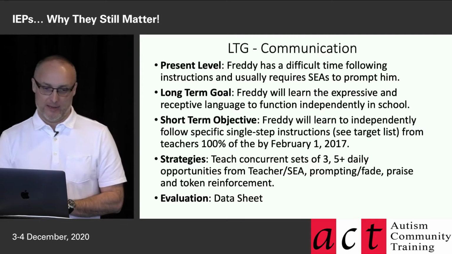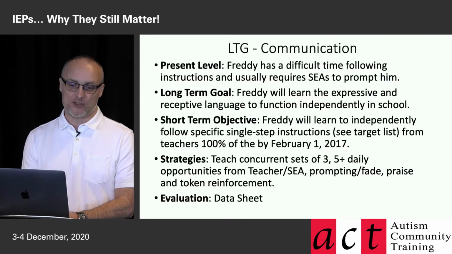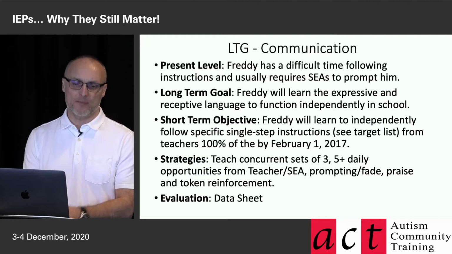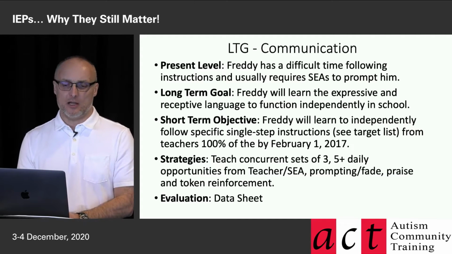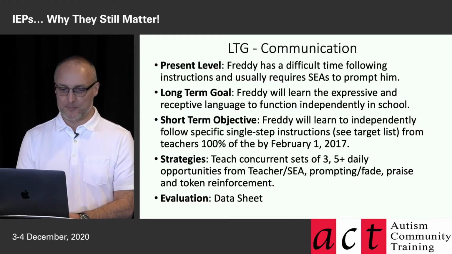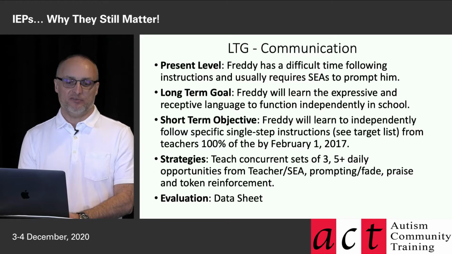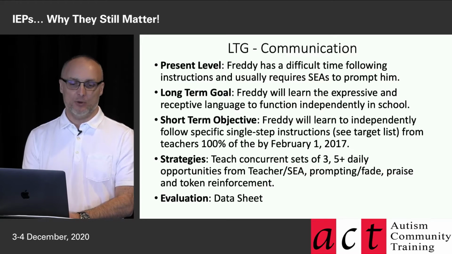Here's another example putting it all together. This is the communication domain. So present level is that Freddie has a difficult time following instructions and usually requires SEAs to prompt him. That's really speaking to the present level of his receptive vocabulary, receptive understanding. The long-term goal is that Freddie will learn the expressive and receptive language to function independently in school.